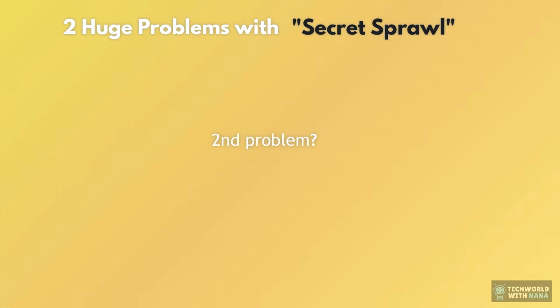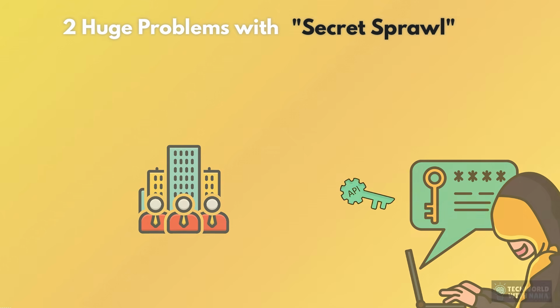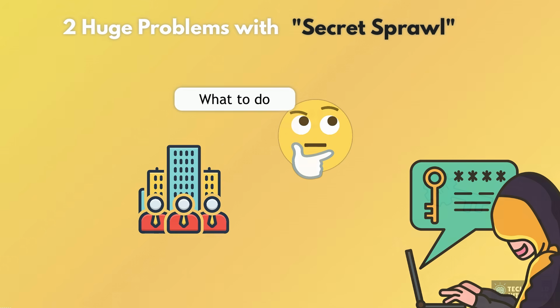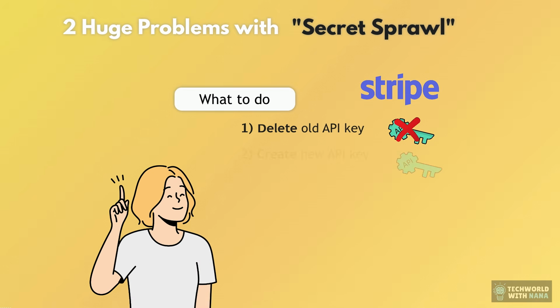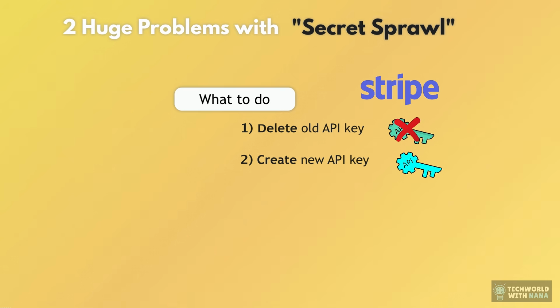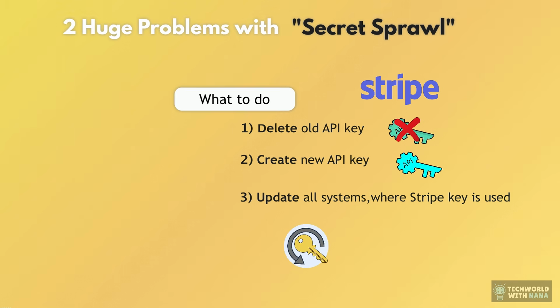And the second problem of secret sprawl is, let's say Stripe API key was stolen. What do we do in this case? We need to delete the old key and create a new one, right? To make sure that the old stolen key is not active anymore or is not usable. In which case, we would need to update all the systems and places where the Stripe key is used. So we need to update the application and say, here's a new Stripe key. From now on, use this one. So the application actually continues to work.